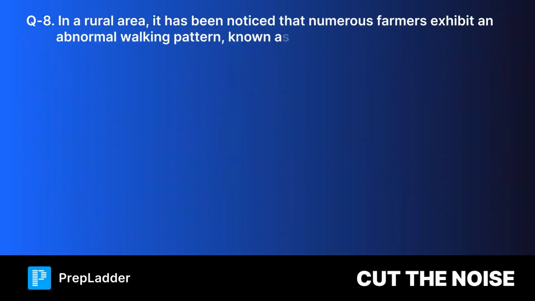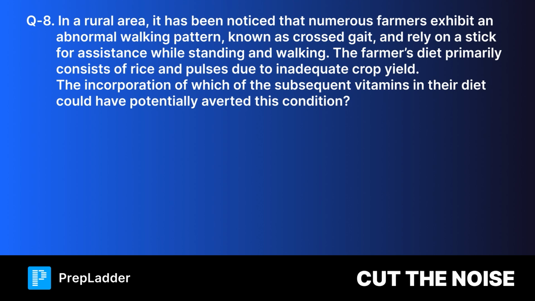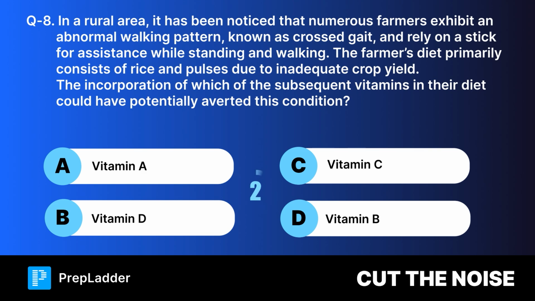Okay. Question 8. In a rural area, it has been noticed that numerous farmers exhibit an abnormal walking pattern, known as crossed gait, and rely on a stick for assistance while standing and walking. The farmers' diet primarily consists of rice and pulses due to inadequate crop yield. The incorporation of which of the subsequent vitamins in their diet could have potentially averted this condition? Your options are, and the correct answer is vitamin C.